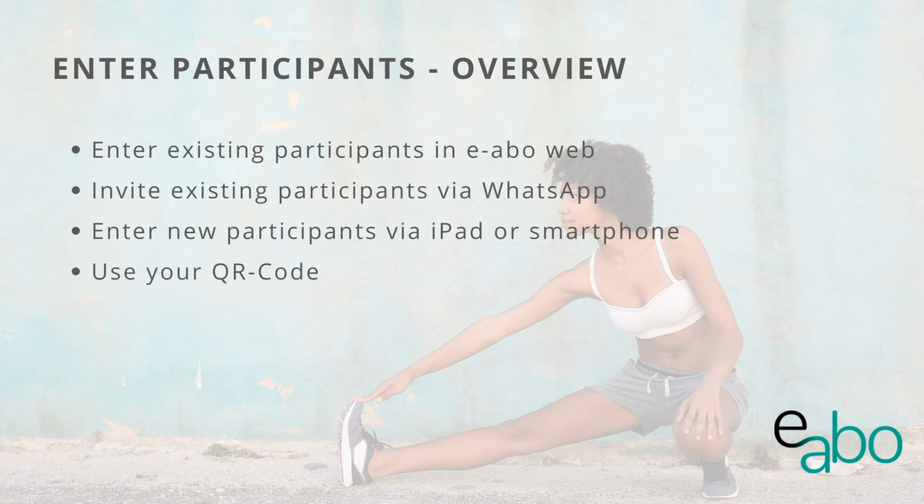For the start, we recommend registering the participants in the e-Abo web. We explain this procedure in detail. All other possibilities are briefly addressed in the video. You only must enter minimal participant data. As soon as the participant has registered and adjusted his profile, this information is automatically available to you.